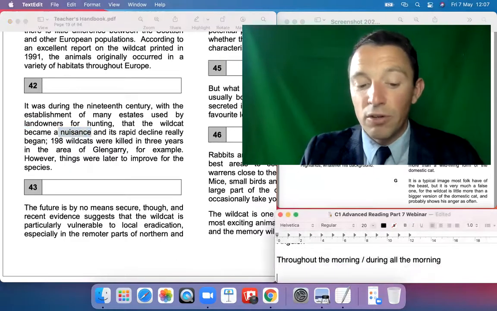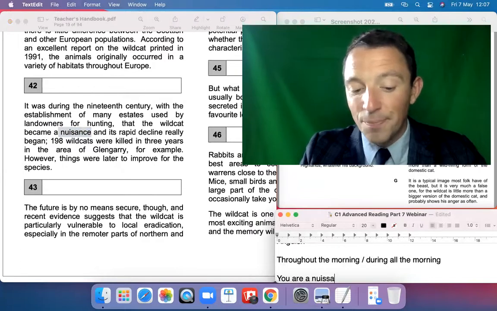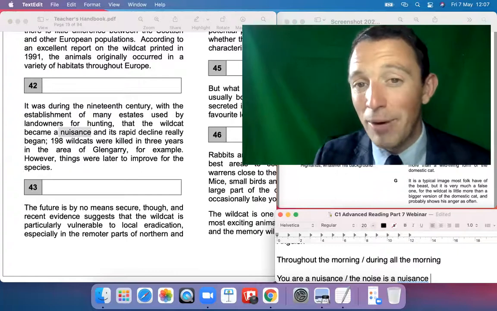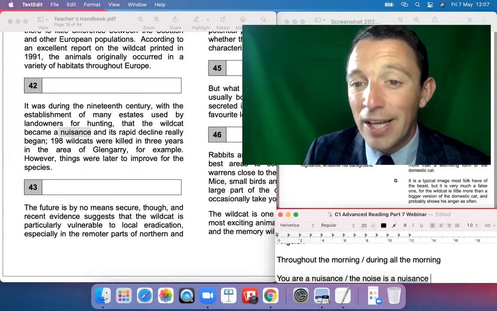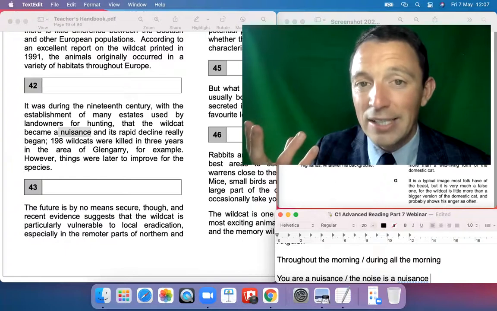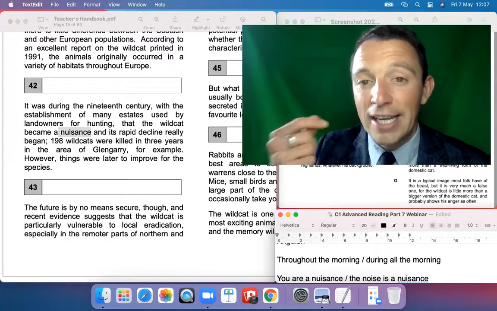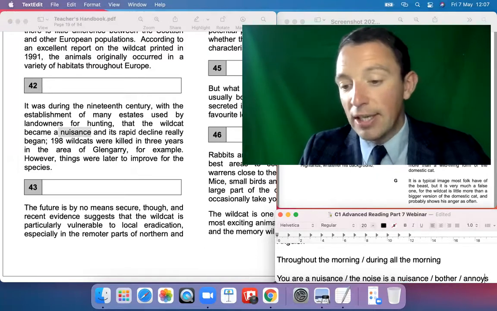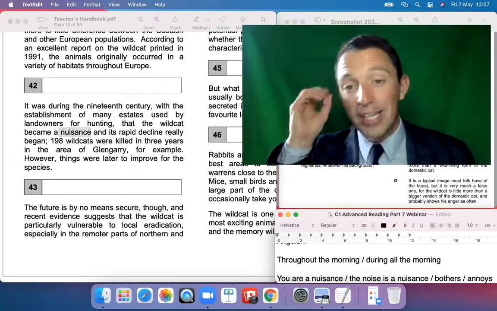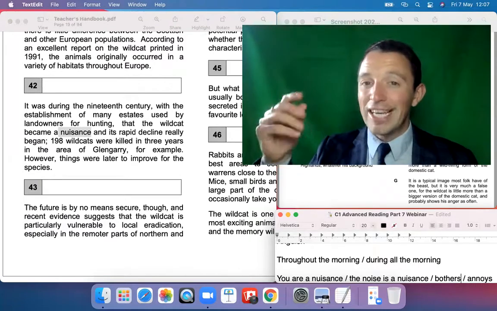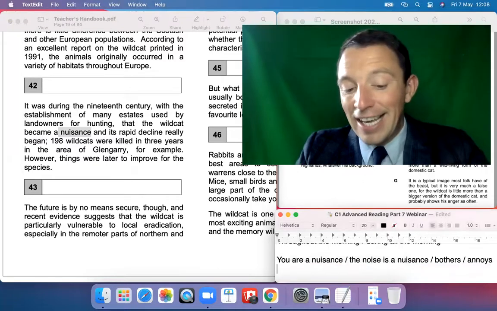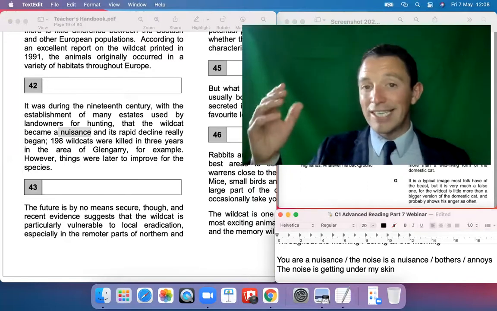And this is really, really good vocabulary. So for example, you are a nuisance. Noise is a nuisance. Really, really good vocabulary. And the significance is like a little annoyance, a little molestar in Español, a little frustrating, something that bothers you, a noise. And the noise is a nuisance. For example, the person is a nuisance. They annoy you, they frustrate you. And we have another expression. The noise is getting under my skin, or the person is getting under your skin.